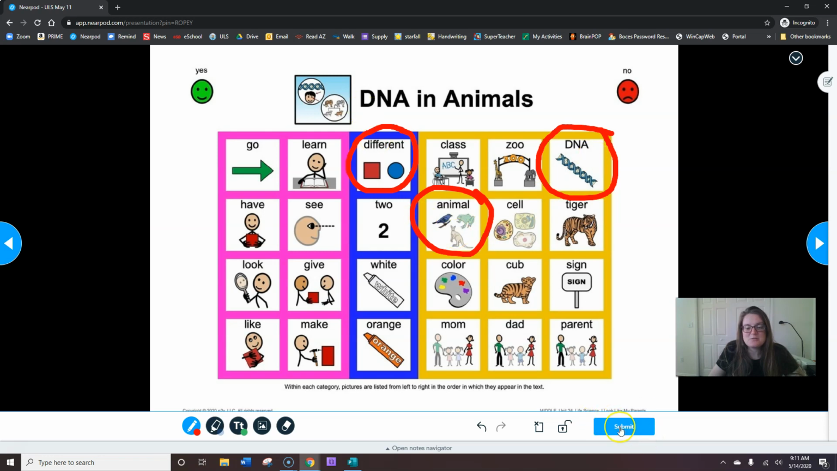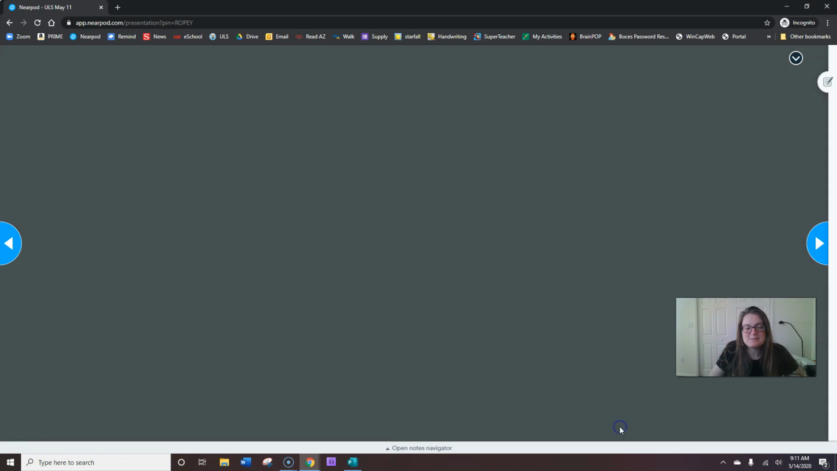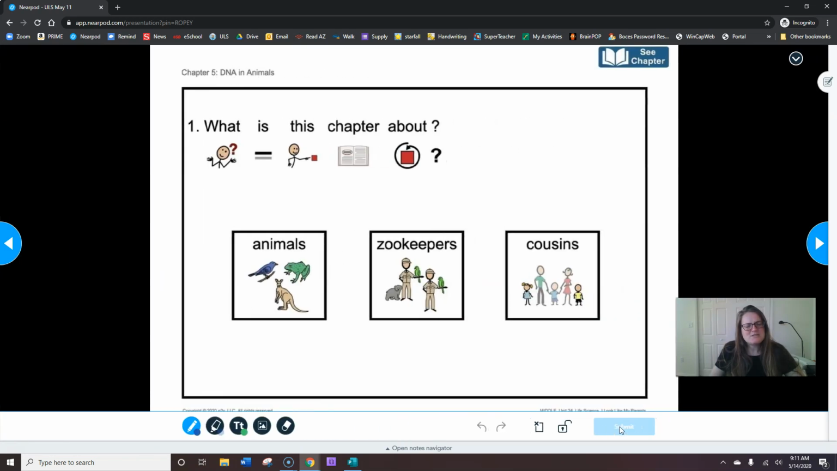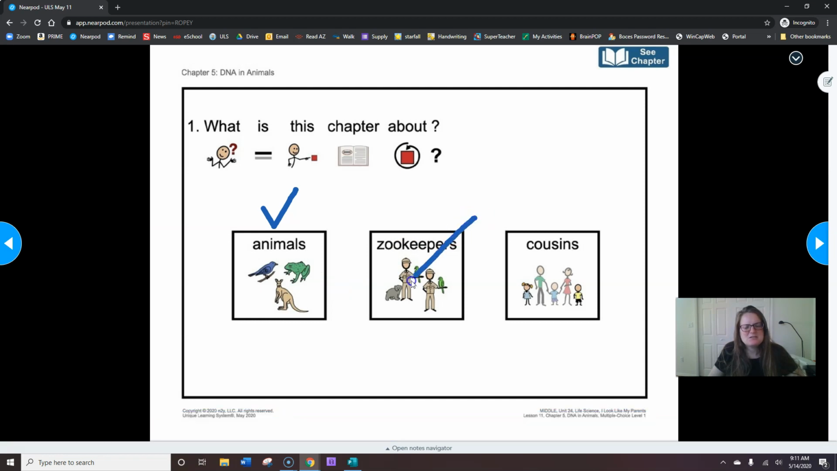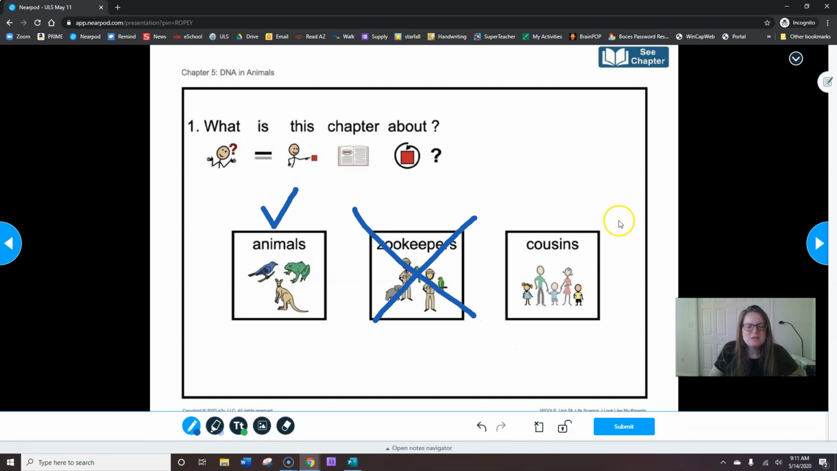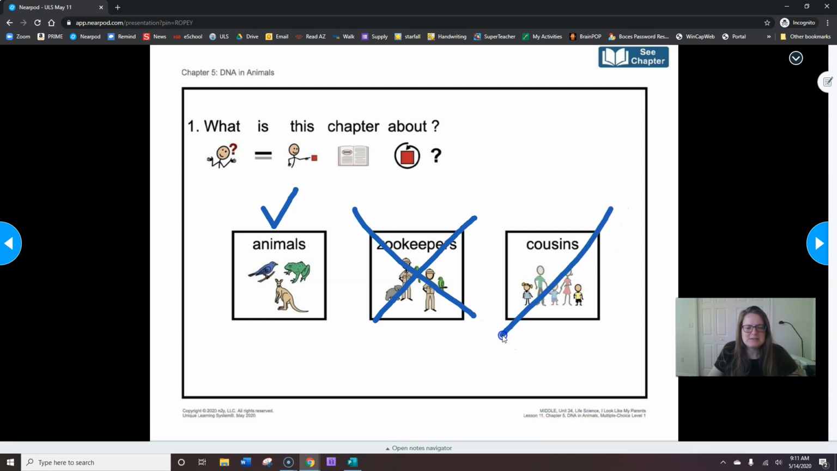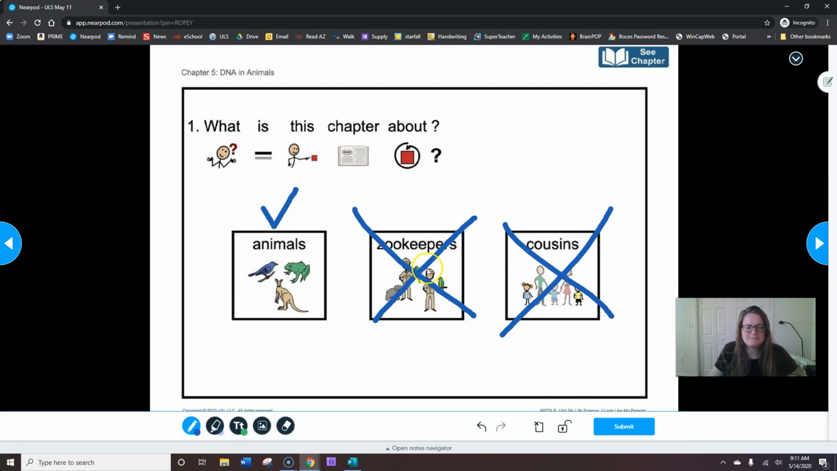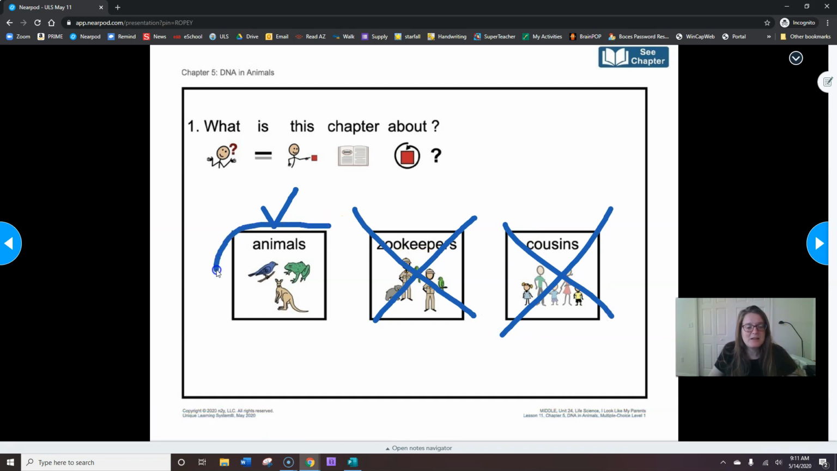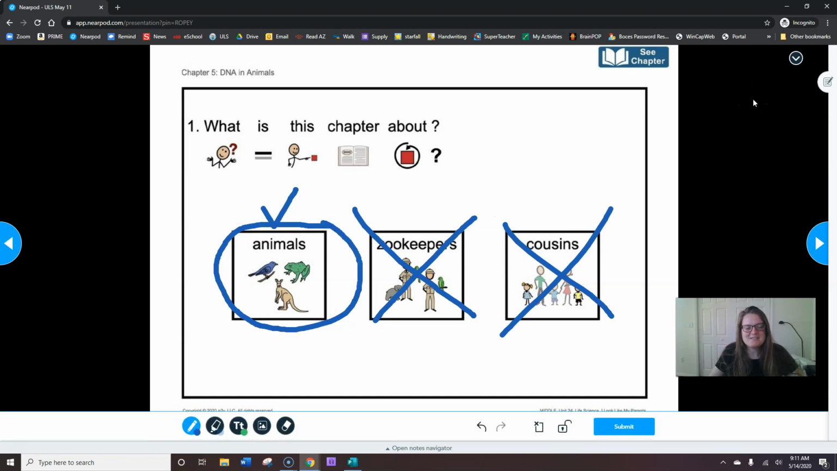When you're done circling those three words, DNA, animal, different, hit submit. What is this chapter about? Do we read about animals, zookeepers, or cousins? We read about animals. We had the tigers. Did we read about zookeepers? They're probably at the zoo, but we didn't read about them. Did we read anything about cousins? We did not read anything about cousins. So we read about animals. I circle animals, you circle animals. Then hit submit. What is this chapter about? Animals.